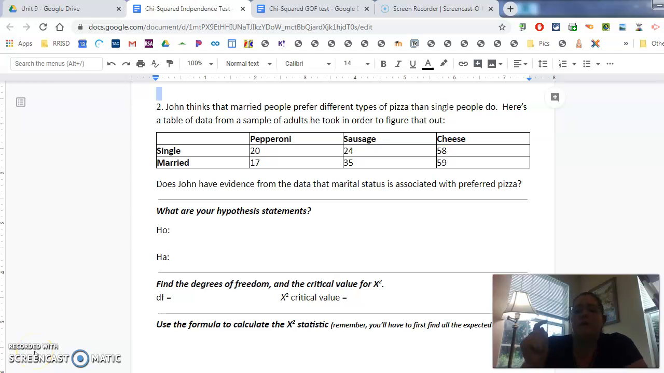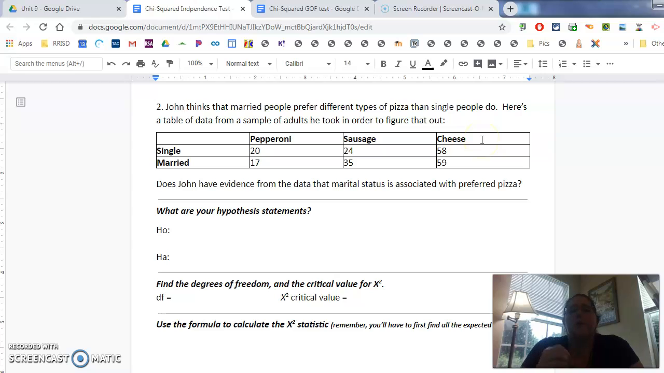Hello, I'm back. So we're going to do the second example for the chi-squared test of independence. This example says, John thinks that married people prefer different types of pizza than single people do, which is weird. Here's a table from a sample of adults he took in order to figure that out. So we have single, unmarried, and then we have pepperoni, sausage, and cheese.